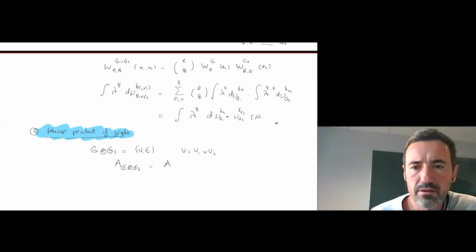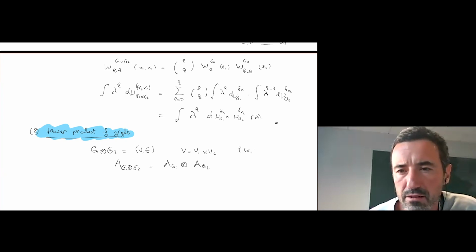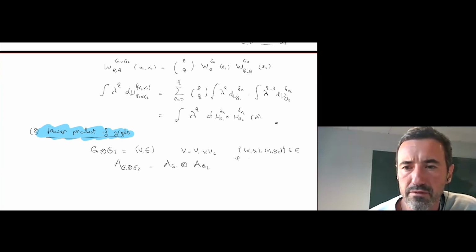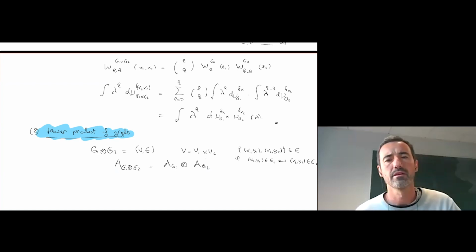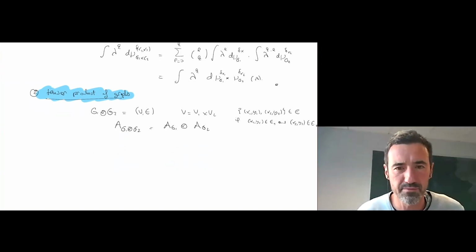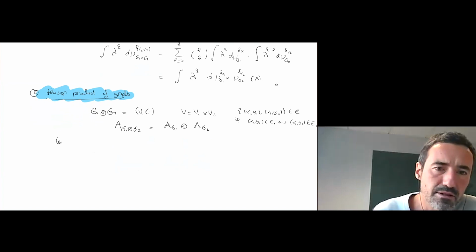The adjacency operator is simply the tensor product of the two adjacency operators, which corresponds to: (x1, x2), (y1, y2) is an edge of the tensor product graph if (x1, y1) is an edge of the first graph and (x2, y2) is an edge of the second one. This definition is okay for simple graphs. For multiple graphs you have to be careful, but the proper definition will give you this tensor product. And then in the same way, you have a lemma.